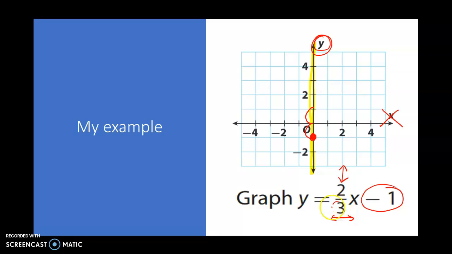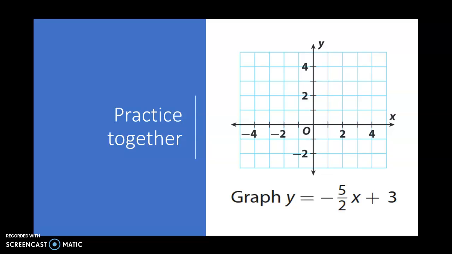Then +3 down here tells me to go to the right 3. Here's all the positive numbers. So I'm going to go to the right 3. 1, 2, 3, make a dot. Then you connect your dots by going all the way through your dots and adding arrows. And you're done. Let's do another one.